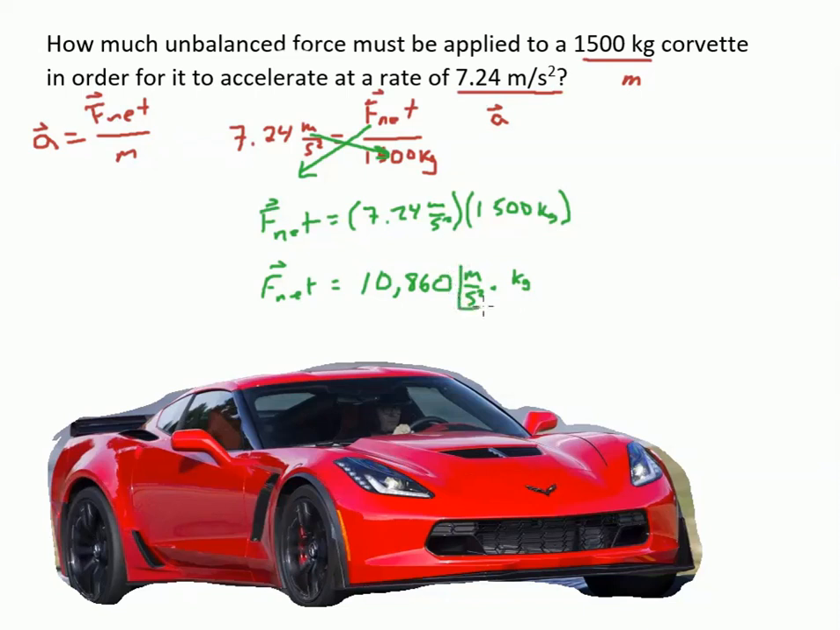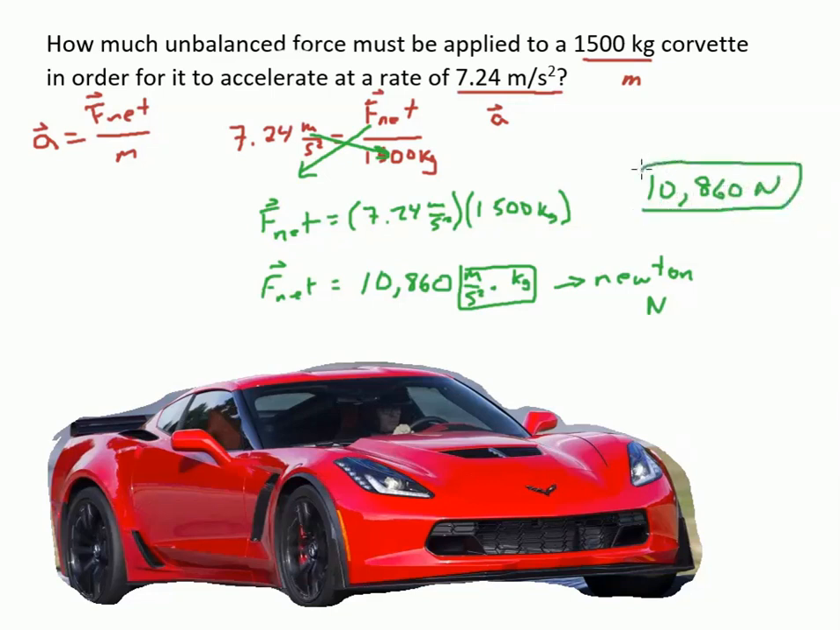So in the late 1940s, the folks that are in charge of all of our units in science and everything decided to name that after Sir Isaac Newton, and so it's known as a Newton, and we symbolize it with just a capital N. And so instead of having to write 10,860 meters kilograms per second squared, we can just say that the net force required here is 10,860 newtons. So that should be our unbalanced force that we were looking for here in order to get that acceleration.